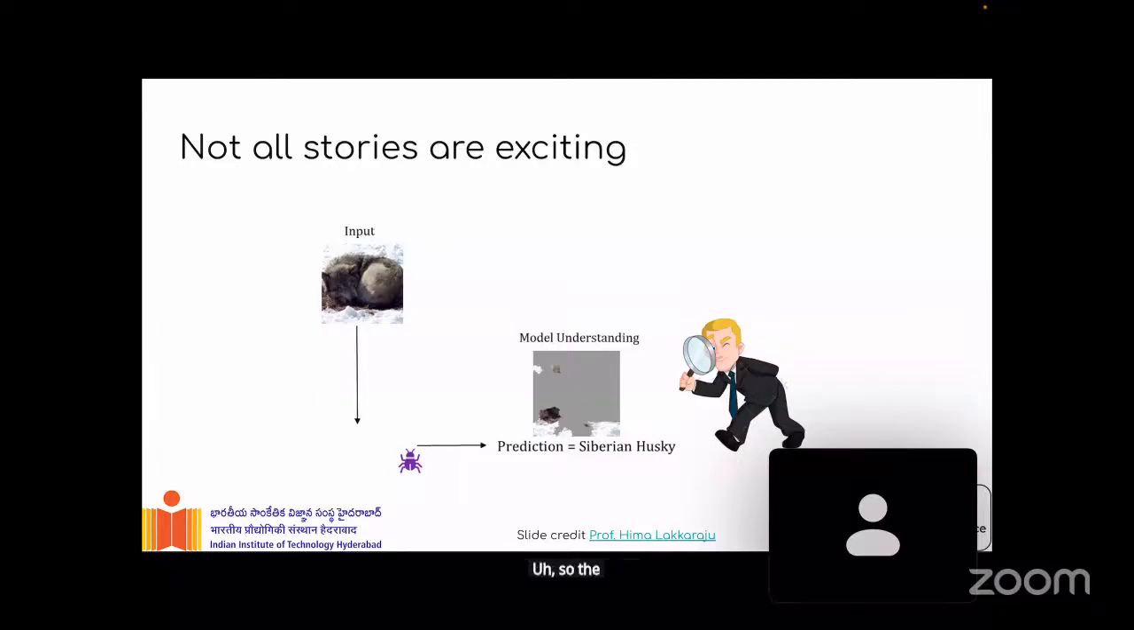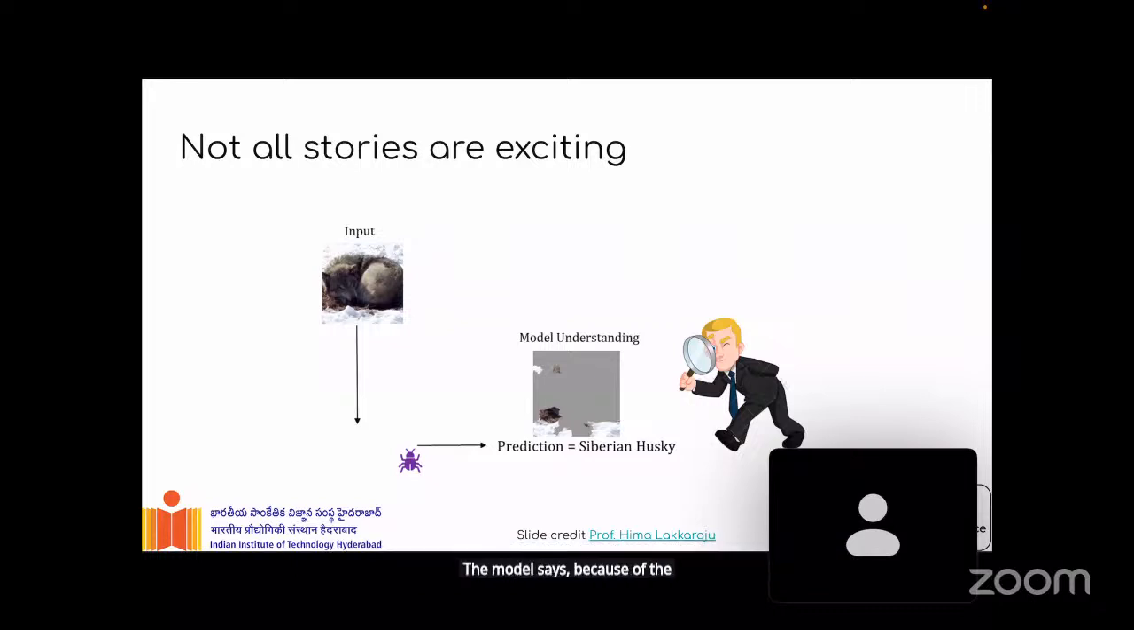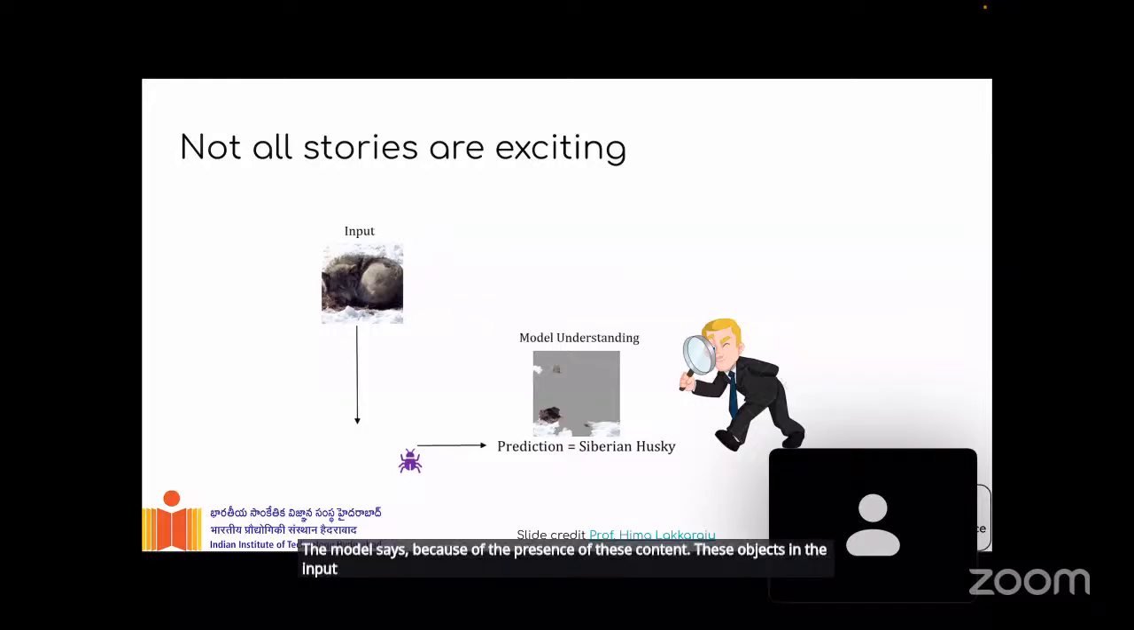So the question is not clear. Can you please repeat? Okay, the classifier predicted the input to belong to the Siberian Husky category. Then you asked the classifier why it believes the input is a Siberian Husky. As an explanation, the model gave these regions. Whatever is not blurred, whatever is not removed in the explanation, is the reason. The model says that because of the presence of these objects in the input, it believes the input is a Siberian Husky. Look at the regions. What is highlighted as the reason behind the prediction?